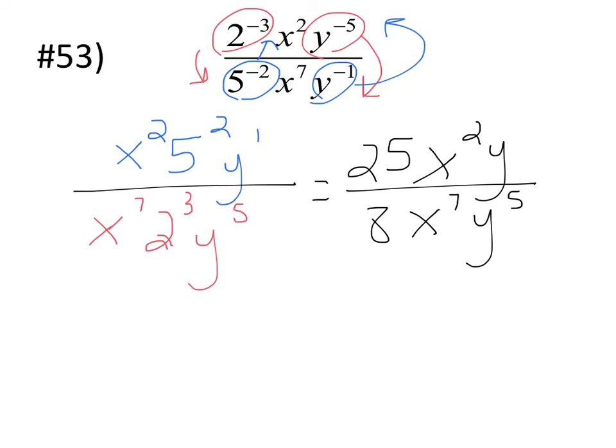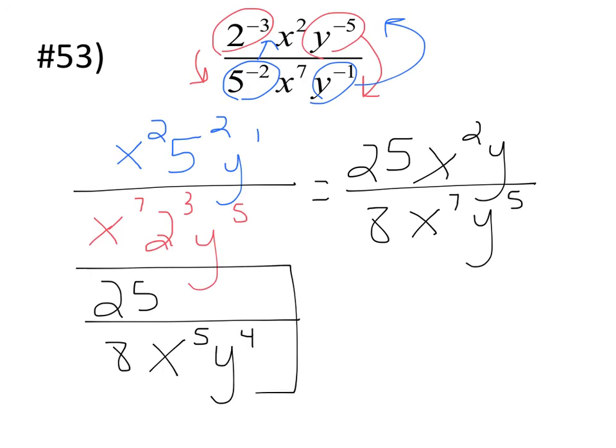Okay, so let's see what we got going on. 25 and 8, we can't do anything to reduce that. So I've got 25 over 8. And then I've got more x's in my denominator. How many more? 5. And I've got more y's in my denominator. How many more? 4. And that's it.